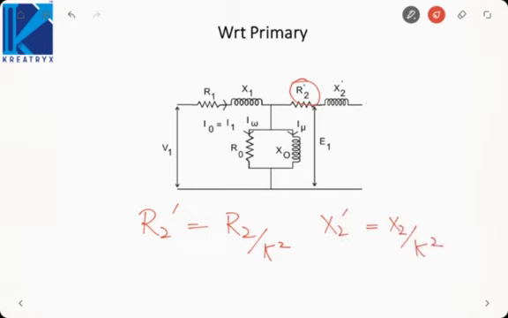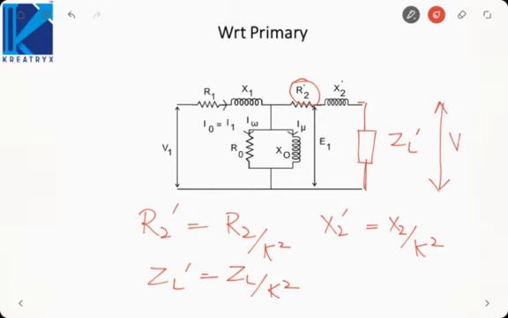Now we had the load impedance, so what to do is, we will connect the load impedance like this. Here this will be ZL dash, ZL dash will be ZL by K square. Now if you see, the entire circuit is on one side, we can easily solve the circuit. Okay, so that is how we will solve the circuit, and the voltage across ZL dash will be V2 dash. V2 dash is nothing but V2 into N1 by N2.